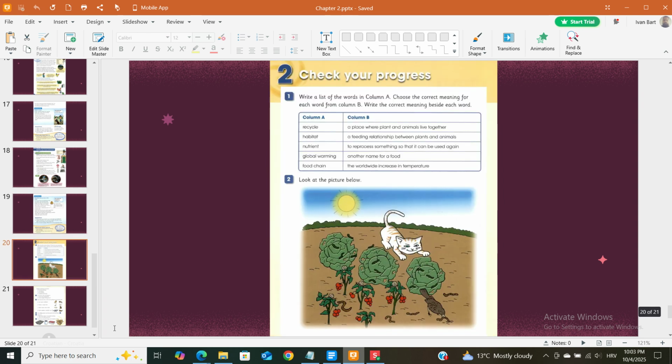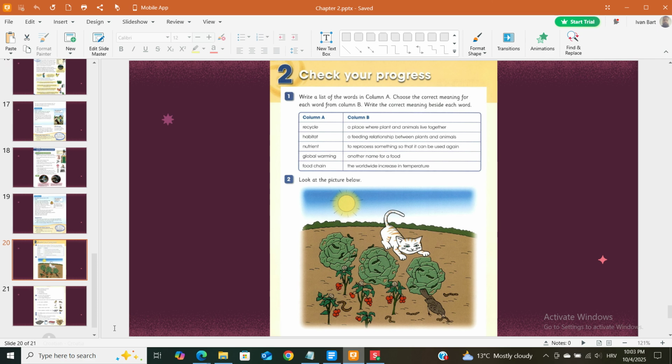Check your progress. 1. Write a list of the words in column A. Choose the correct meaning for each word from column B. Write the correct meaning beside each word. Column A: Habitat, Recycle, Nutrient, Global warming, Food chain. Column B: A place where plants and animals live together; a feeding relationship between plants and animals; to reprocess something so that it can be used again; another name for a food; the worldwide increase in temperature.